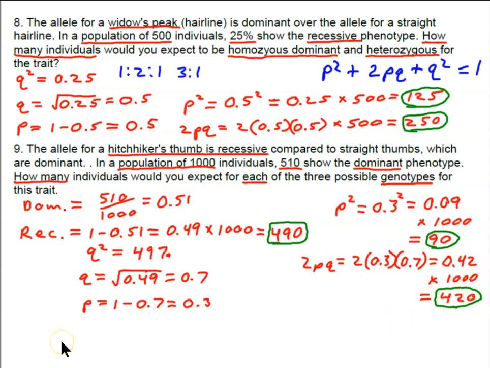And there we have the number of individuals of each genotype in this population of 1,000. So again, the Hardy-Weinberg theorem, or the Hardy-Weinberg equation, is very useful if you're trying to figure out how populations are changing over time from generation to generation.